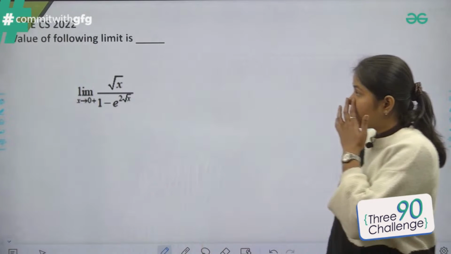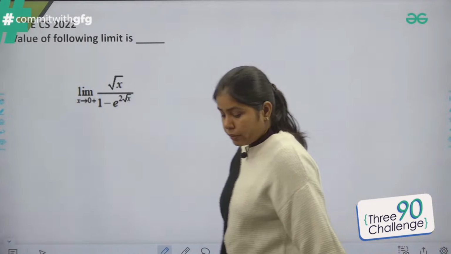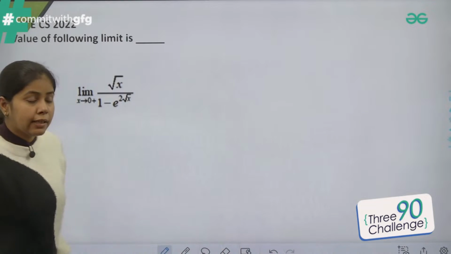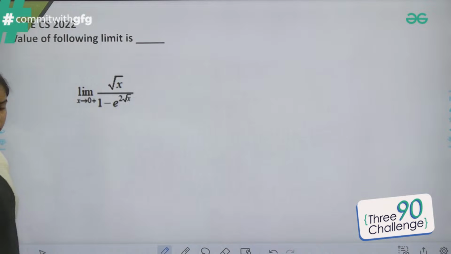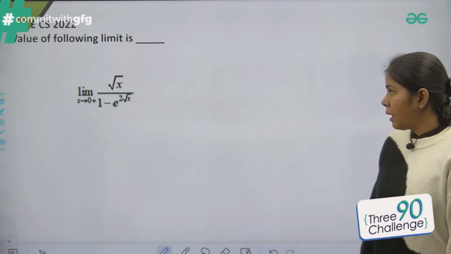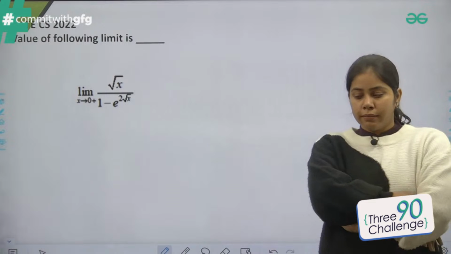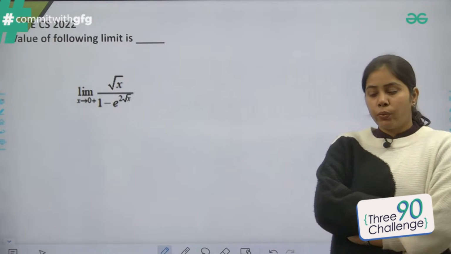Yeah, this is another question from limit. This is a question from GATE CS 2022. They are saying limit x approaches to 0 plus of square root of x upon 1 minus e to the power 2 root x. So what would be the limit value here? Just tell me, guys, how would we find out this limit?